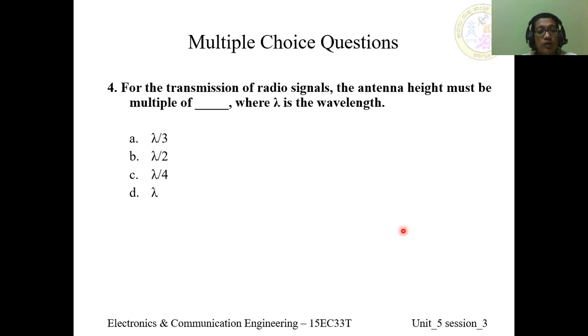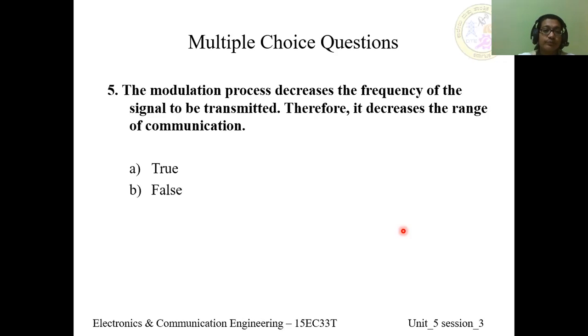Question number 4. For the transmission of radio signal, the antenna height must be a multiple of dash, where lambda is the wavelength. Options are A, lambda by 3; B, lambda by 2; C, lambda by 4; D, lambda. Answer is C, lambda by 4. This is the minimum height for radio signal transmission.